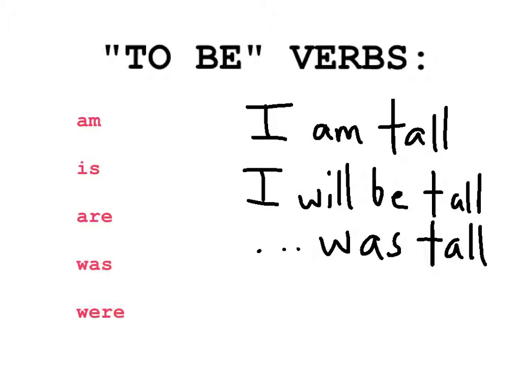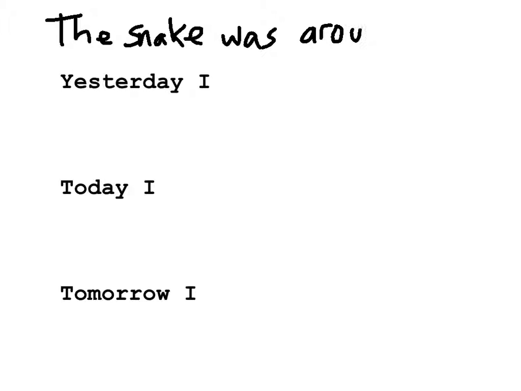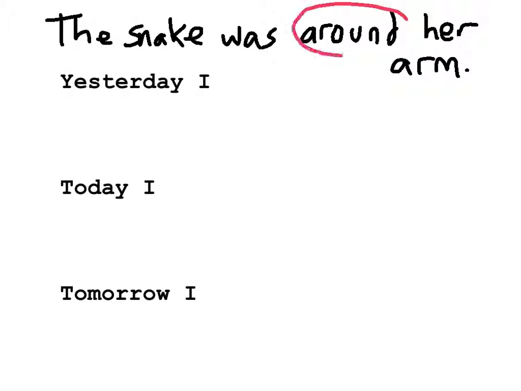So let's do a test with an actual sentence. Consider the sentence, "The snake was around her arm." Now, if I were to ask someone, what is the main verb of this sentence? That someone might say, well, if a verb is an action word, then the most action in this sentence seems to be around. So let's do our test.